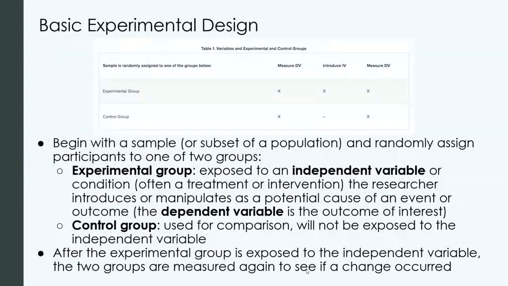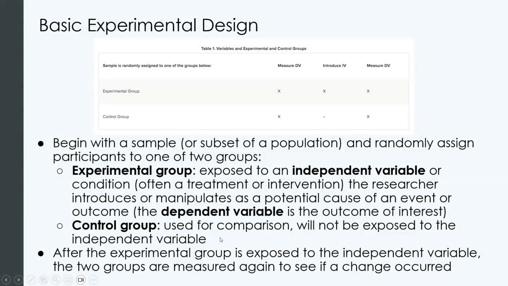The basic experimental design, usually you start with a sample, maybe it was hopefully a random sample, and you end up assigning people to one of two groups, the experimental group, or sometimes called the treatment group, and the control group. The experimental group is usually exposed to the IV, the independent variable, and the measure of the effect is called the dependent variable. The control group usually is not exposed to the independent variable.